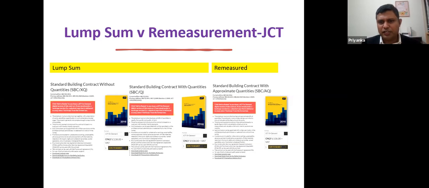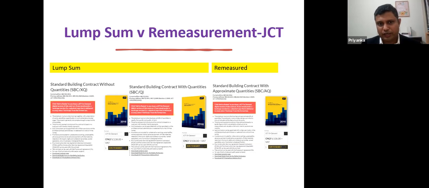Now, JCT has got three types of standard forms. One is called standard building. Don't get misunderstood by this statement. It is not only for traditional contracts. Design and build is there, cost reimbursable is there, management contracts are there. JCT has got a wide range of standard forms of contract. Now I am going to confine my discussion, in order for you to identify what a lump sum contract means in this regard.